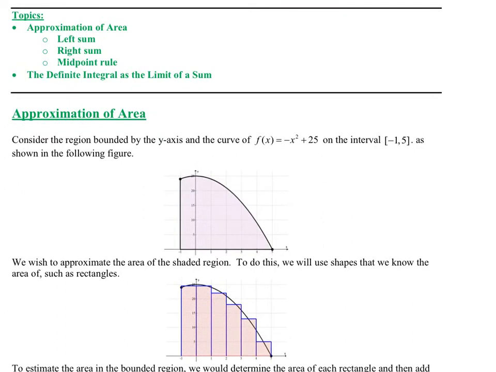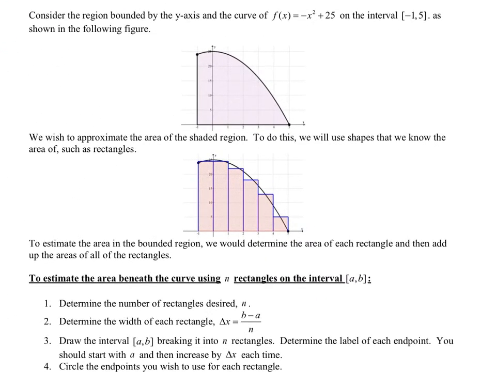The first thing says approximation of area. It says consider the region bounded by the y-axis and the curve of f of x equals negative x squared plus 25 on the interval from negative 1 to 5, as shown in the following figure. So that is the graph of negative x squared plus 25 on the interval negative 1 to 5. We wish to approximate the area of the shaded region. To do this, we will use shapes that we know as areas, such as rectangles.